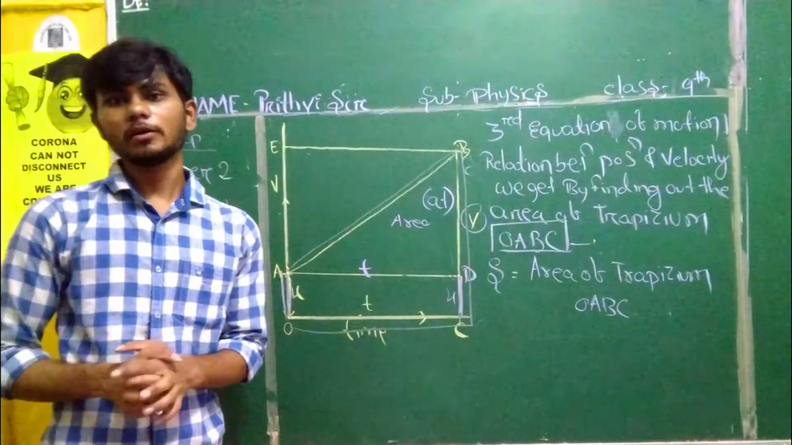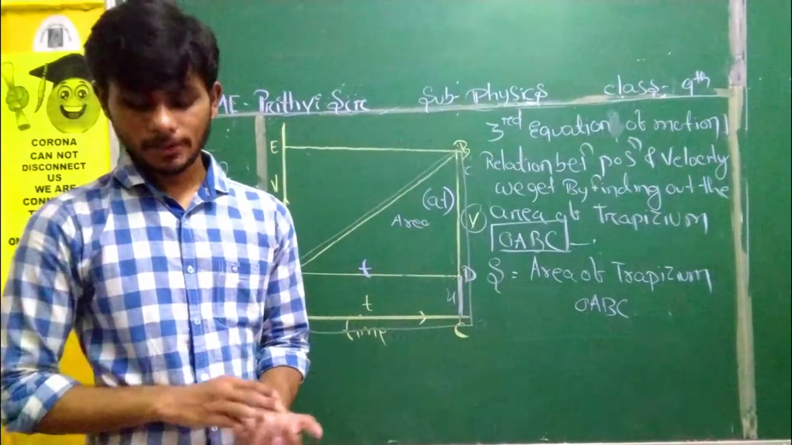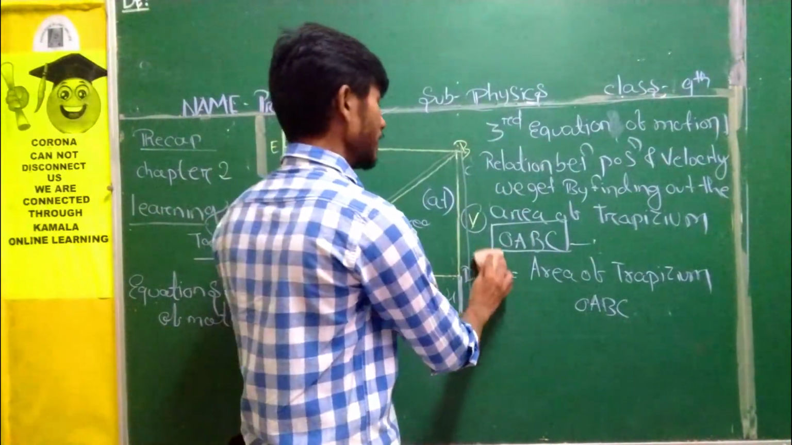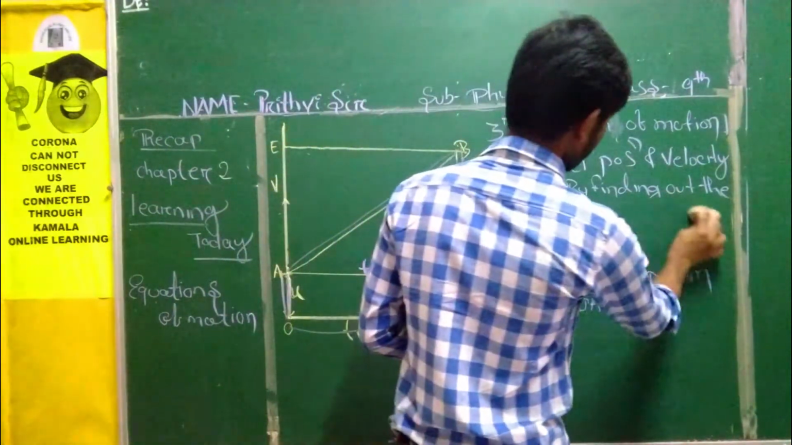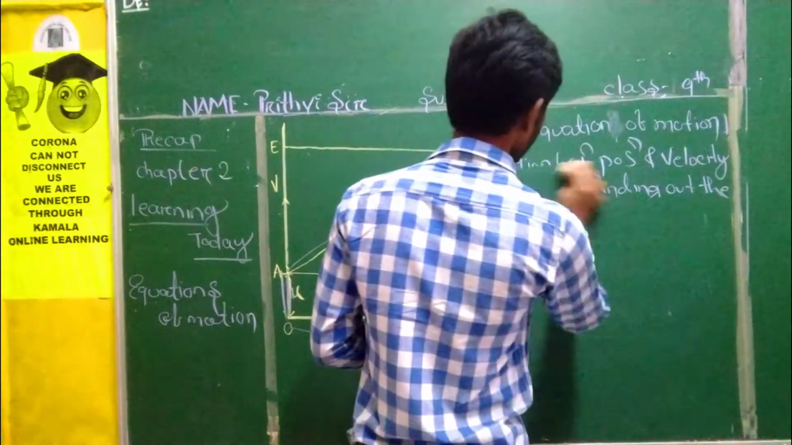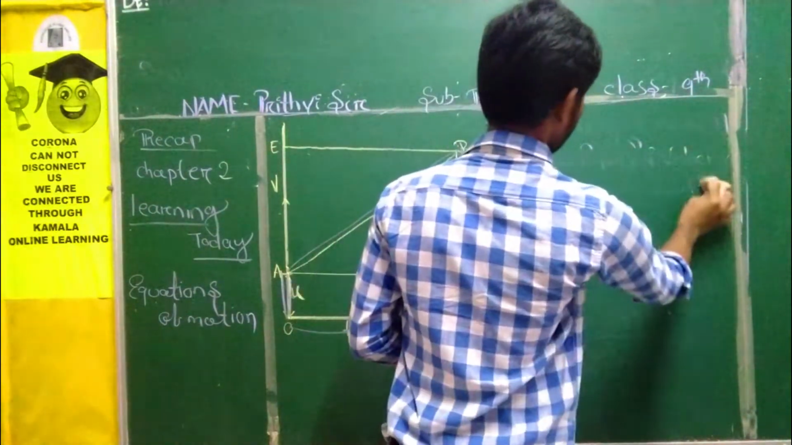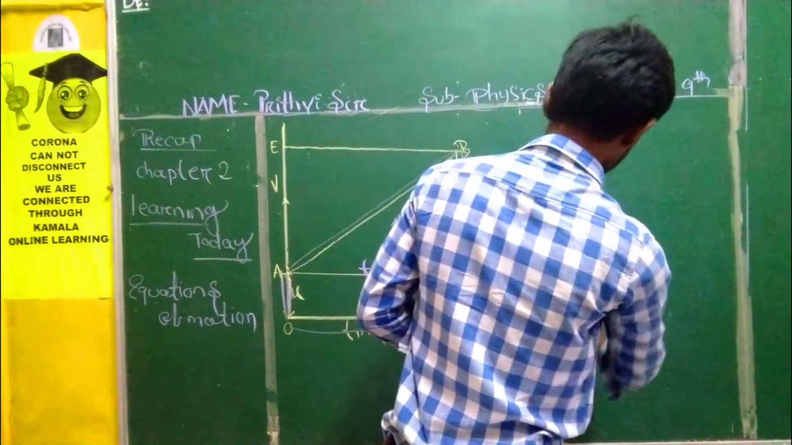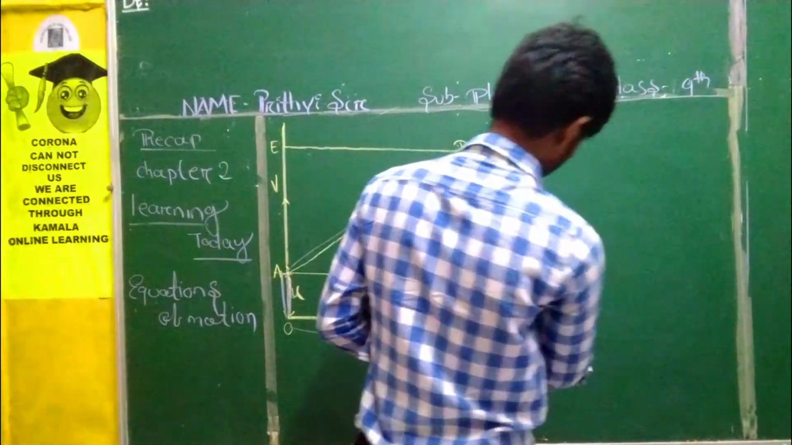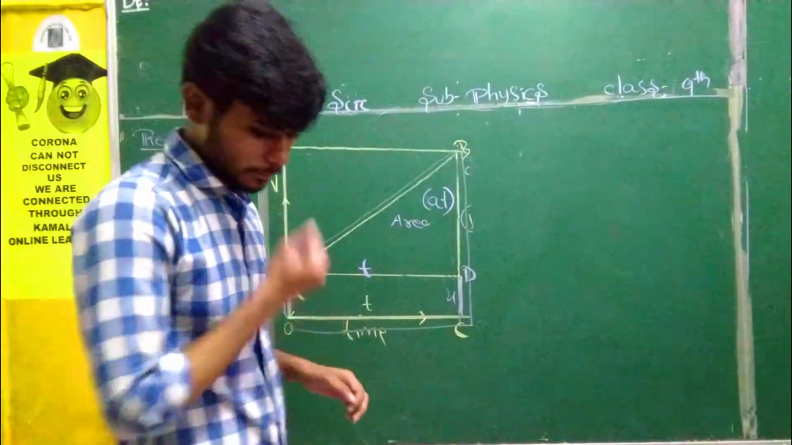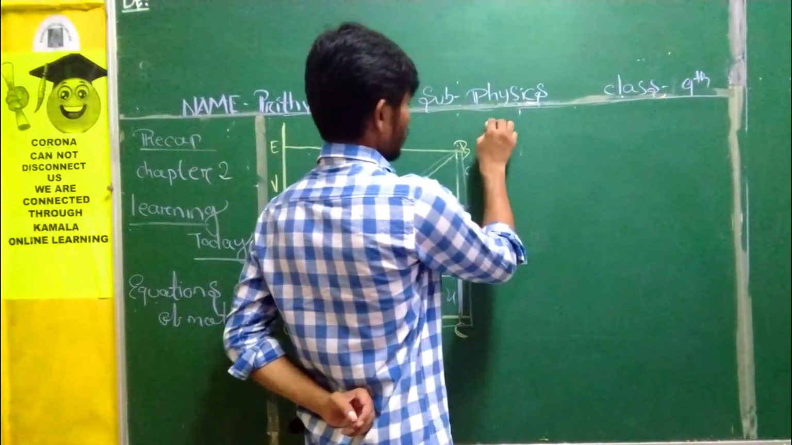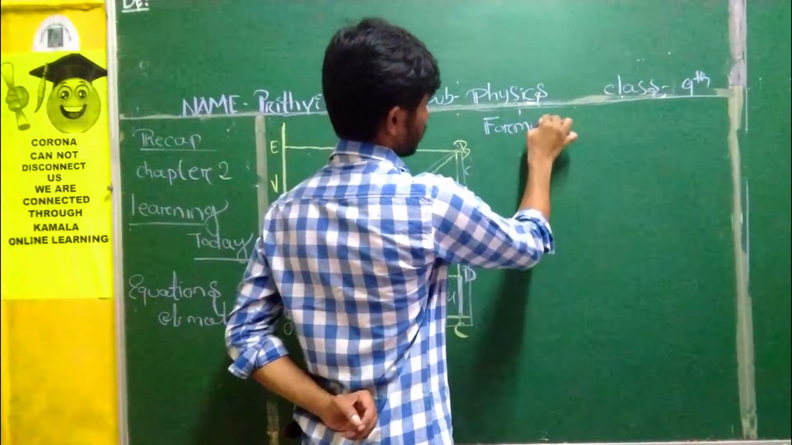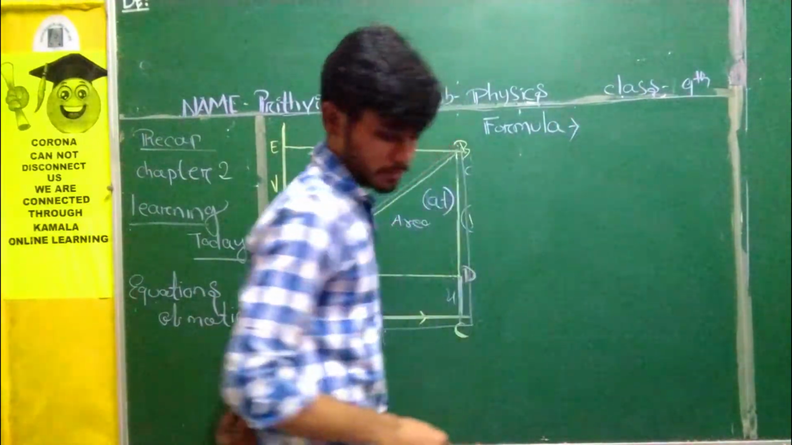I hope you all already know what the area of trapezium is. Again, let me write you what the area of trapezium is. So I'll erase this one, students. I'll write it above because there is a derivation present over there. First I'll write the formula. Formula for the area of trapezium.